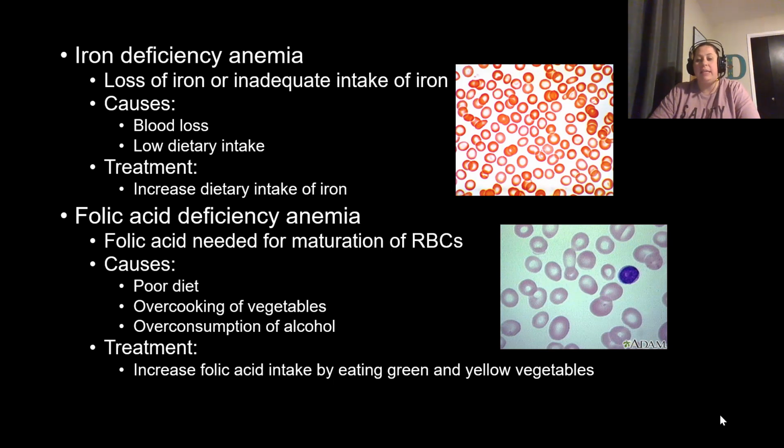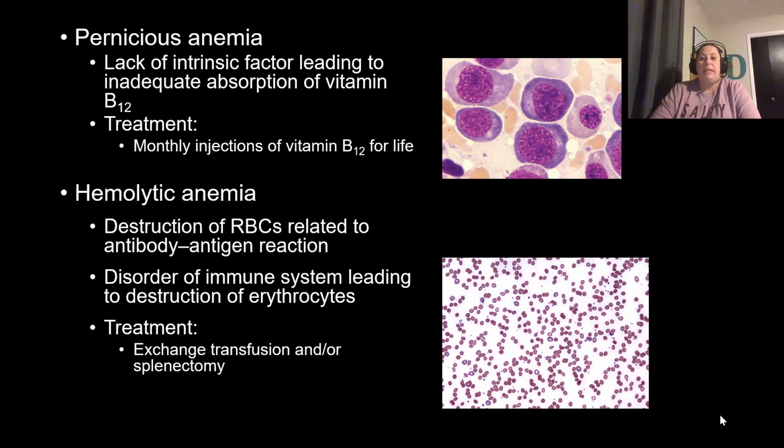This is where folic acid is needed for your red blood cells to mature. So causes of this are poor diet with not enough folic acid, overcooking the vegetables so the folic acid gets removed, or overconsumption of alcohol. Now, with this type of deficiency anemia, we do see that if we can increase the folic acid intake by eating more green and yellow vegetables and not overcooking them, it can be helpful, or also, again, increasing it with vitamins that contain folic acid. The next type of anemia is called pernicious anemia.